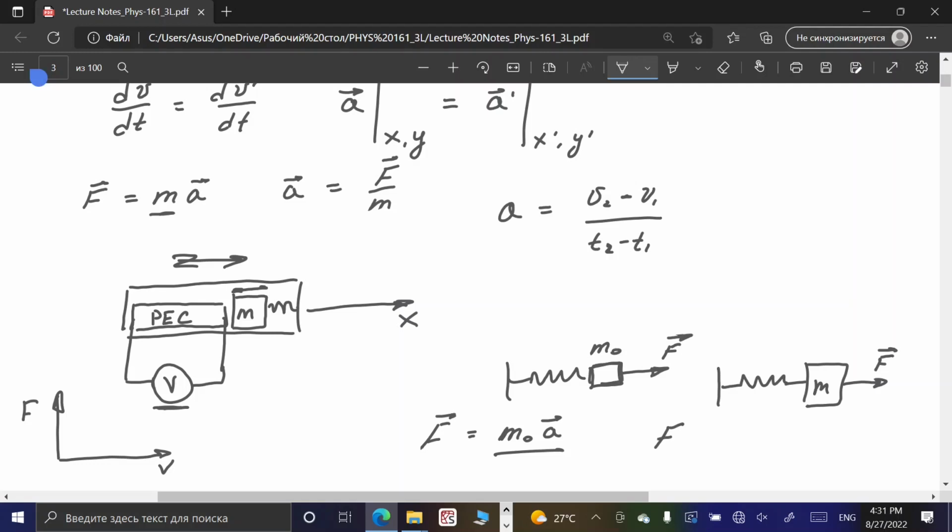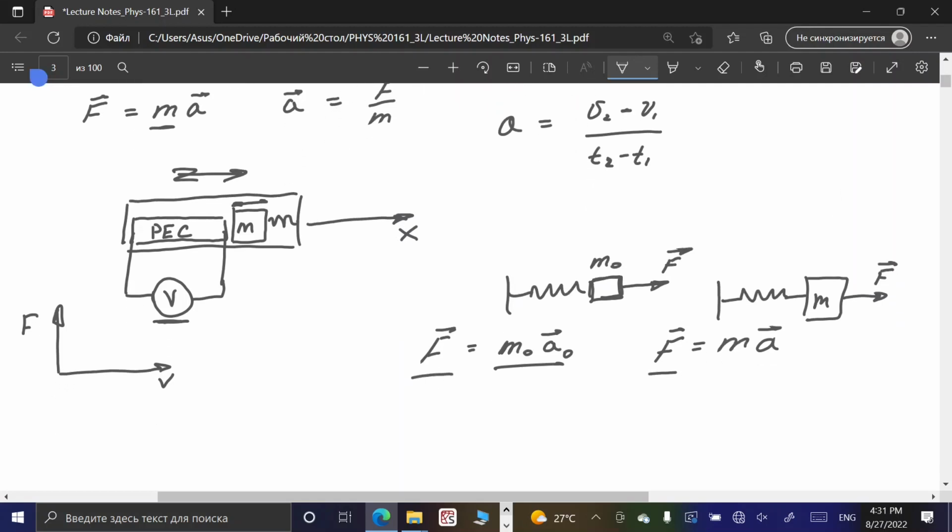So in this case, force F can be represented as unknown mass M times this acceleration A. Let's call this also acceleration A, not to differentiate between them. So now we know that this force is the same. We didn't change conditions of the experiment. So we can write that M naught times A naught vector is equal to M times A vector. And from all these four parameters, the unknown is only this mass, because this one we know from the beginning, and acceleration vectors we measure.